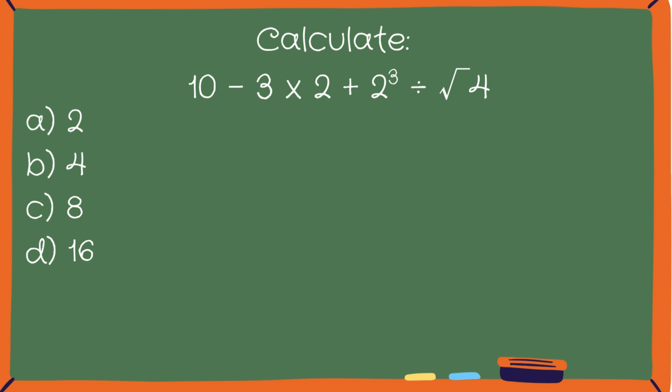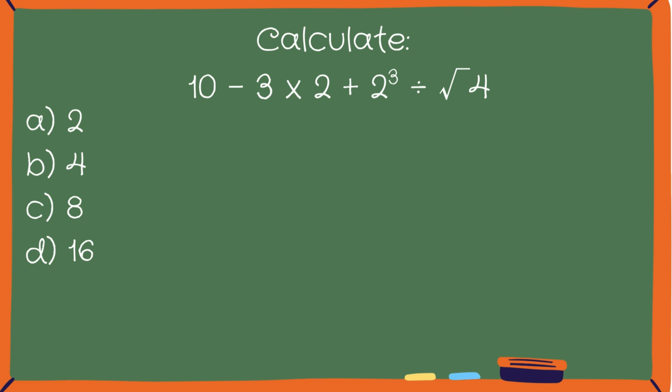Look, we now have combined operations. What does the exercise say? 10 minus 3, multiplied by 2, plus 2 cubed, divided by the square root of 4. What do you think the answer will be? Alternative A, 2. Alternative B, 4. Alternative C, 8. Or alternative D, 16. Which do you think is the correct answer?